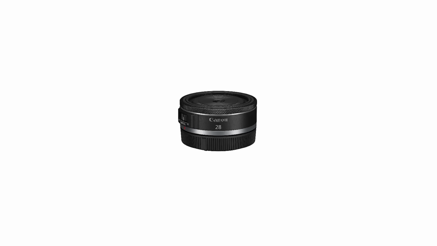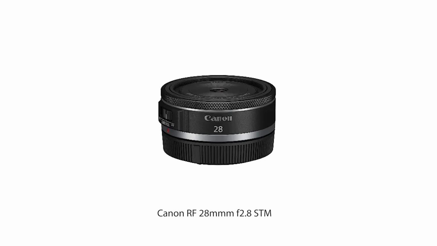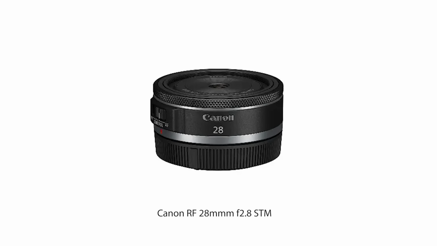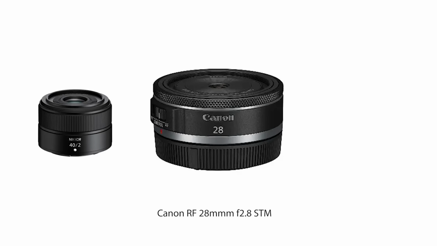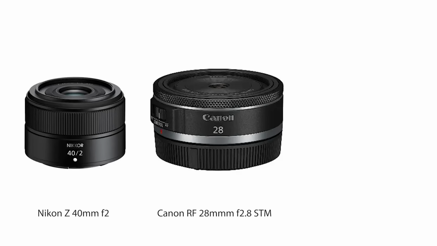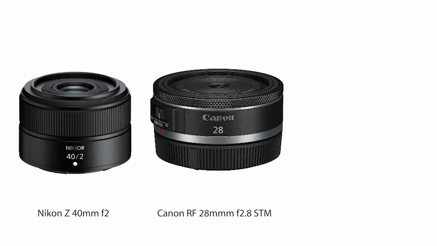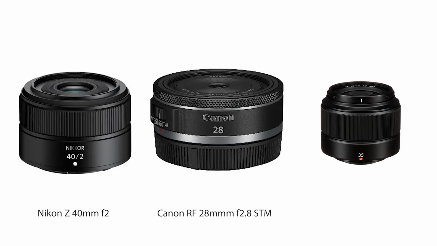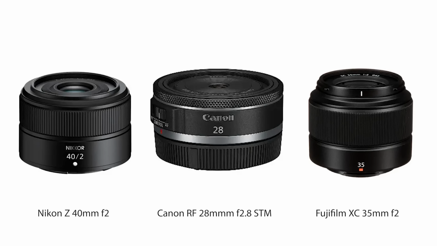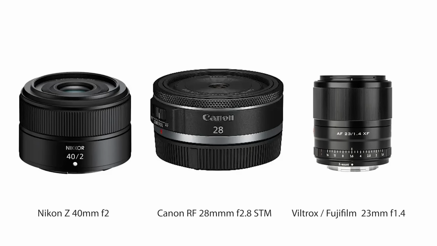Lenses also worth considering are the Canon RF 28mm f2.8 STM, the Nikon 40mm f2 for the Z mount, and if you're a Fujifilm shooter, then my pick would be either the XC 35mm f2 or the Viltrox 23mm f1.4, which is available to fit the Fujifilm X mount. For more info, check out the video description below.